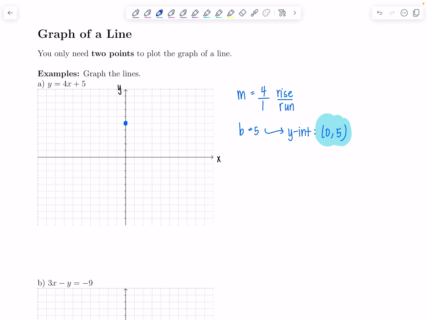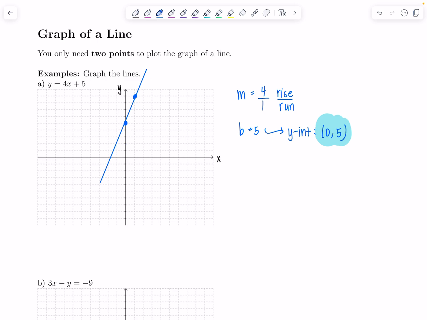Okay, that's 1 point. And then to get the second point, I'm going to use the slope and count. So we're going to go up 4 and run 1. Since they're both positive, you go up and to the right. So from this point, I'm going to rise 4, 1, 2, 3, 4, and then run 1. So that's where I'm going to plot my second point. Right there. Good? Then connect them.